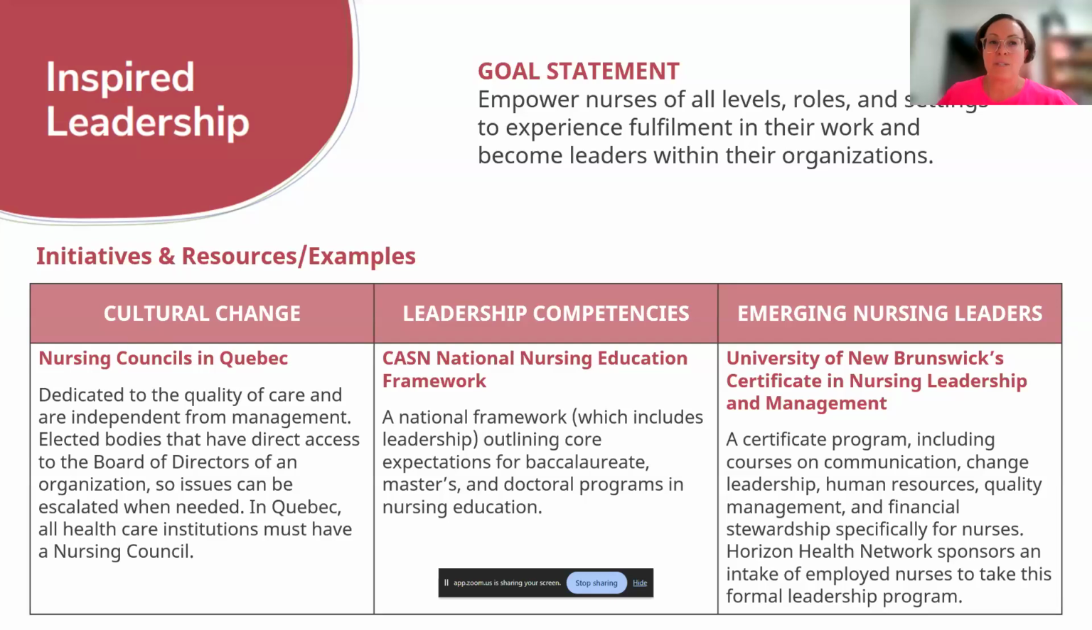So here, under the theme of inspired leadership, the goal is to empower nurses of all levels, roles, and settings to experience fulfillment in their work. There's lots of talk now about joy in work, and really thinking about how we can foster that as leaders. Leaders at all levels. Leadership is really about how we show up every day, not necessarily around a role or title, but we want all nurses to become leaders in some way in their organization. And I will defer to Dawn to talk about the specific initiative of leadership competencies and the CASN National Nursing Education Framework. Great, thank you.